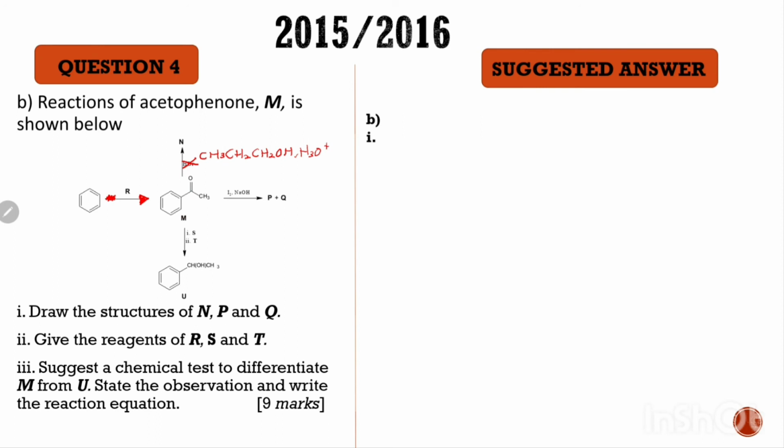Okay, so the question is draw the structures of N, P, Q, give the reagents of R, S, T. Suggest a chemical test to differentiate M from U, state the observation and write the reaction equation. So 9 marks for this question.